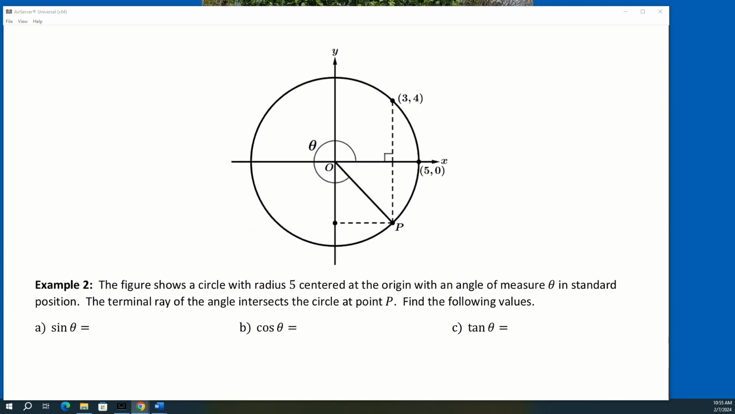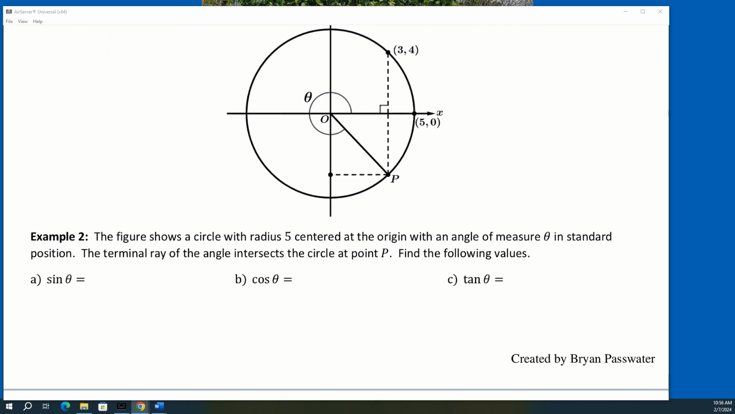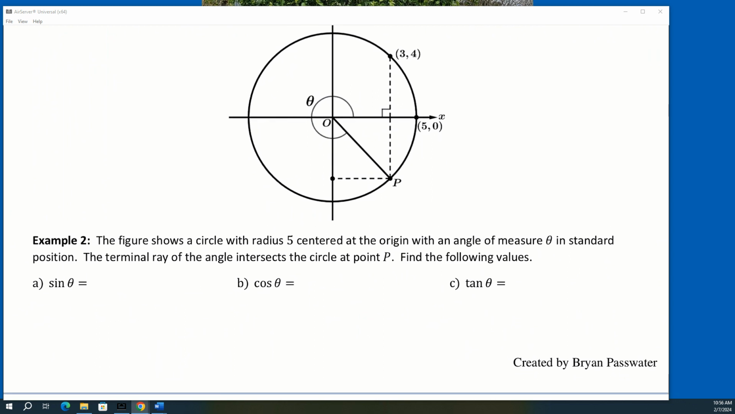All right, let's look at the next one. For example 2, the figure shows a circle with a radius of 5. So it tells you the radius is 5, and you can also see that the radius is 5 from that point. The terminal ray of the angle intersects at point P. We're going to find the following values.